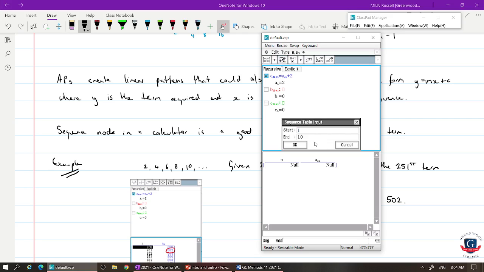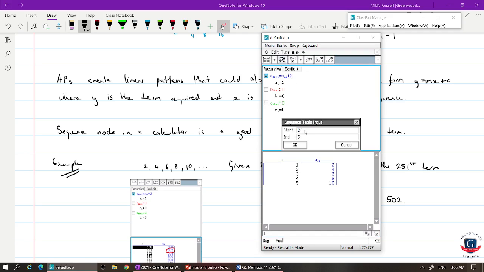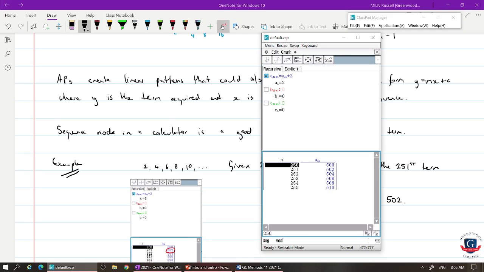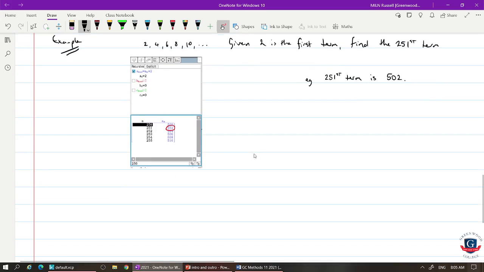We want to start at 1, and we want to go to 5. Okay. Go OK. Press the table button, and we get 2, 4, 6, 8, 10, which is what we're looking for. Now the trick here is we want to find the 251st term, so let's find 250 to 255. And hit the table button. And the 251st term is 502, as written over here. Marvelous. Okay, so we've done that one.